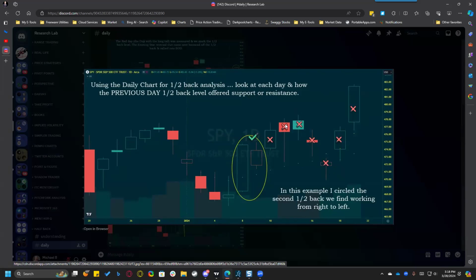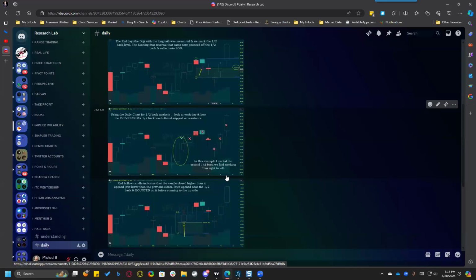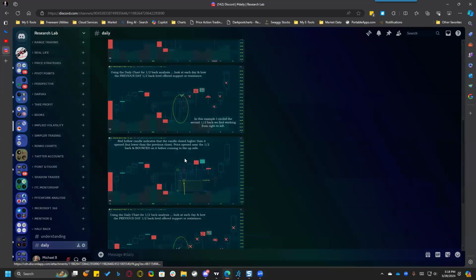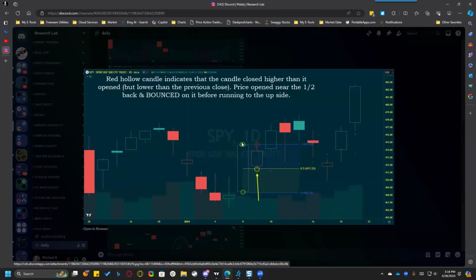I went ahead and continued to mark out the ones we don't want to look at. We had this crazy big bullish bar. And in this example, I circled the second halfback we found because we had the first one already. And we can now look at a little bit more detail where I put on the measurement.